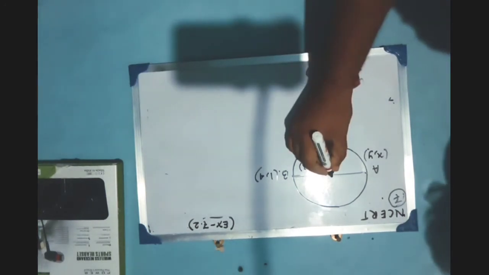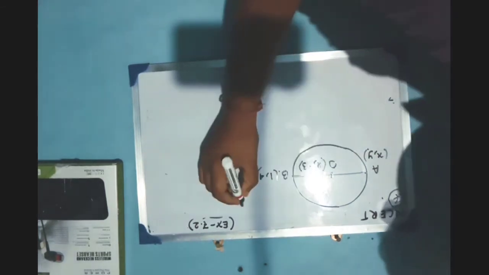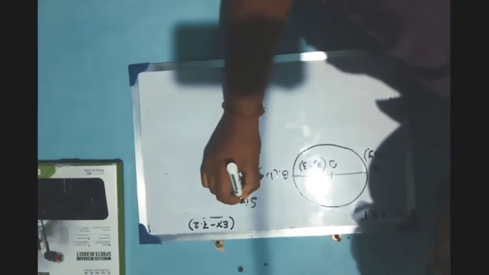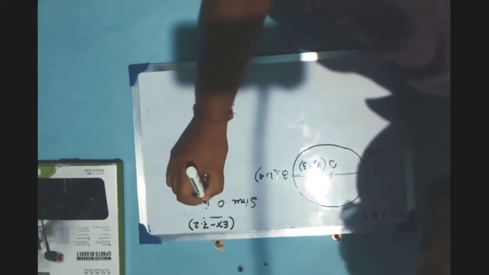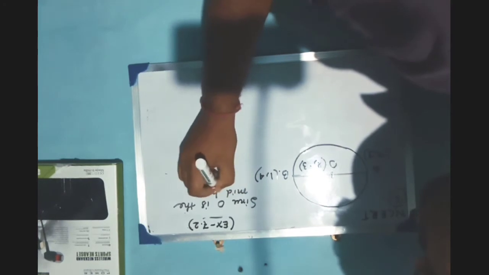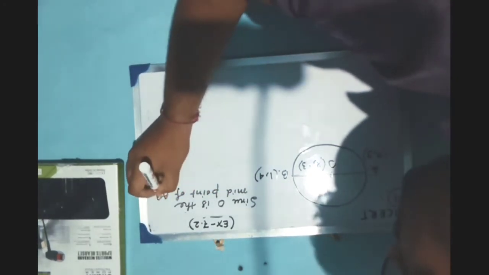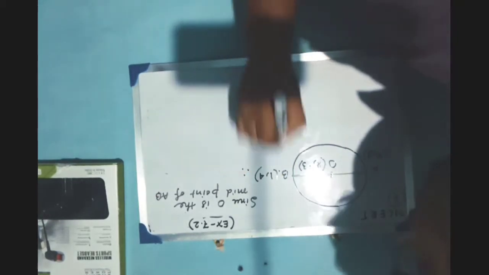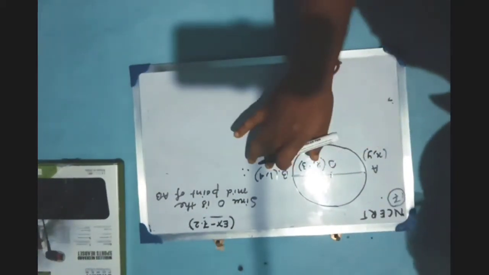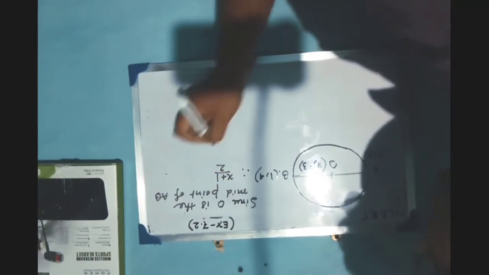Since O is the midpoint of AB, obviously I'm writing that since O is the midpoint of AB, therefore (x plus 1) by 2 equals 2.